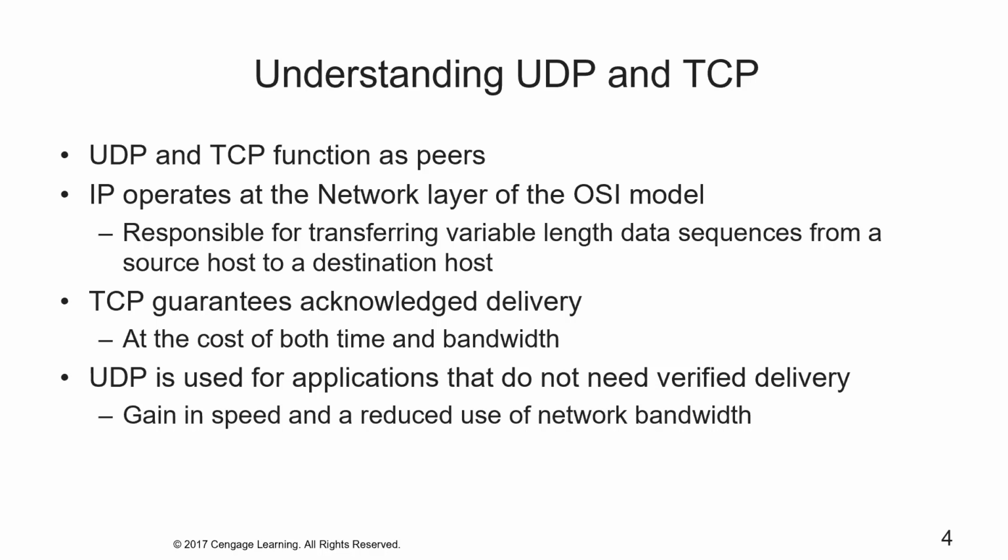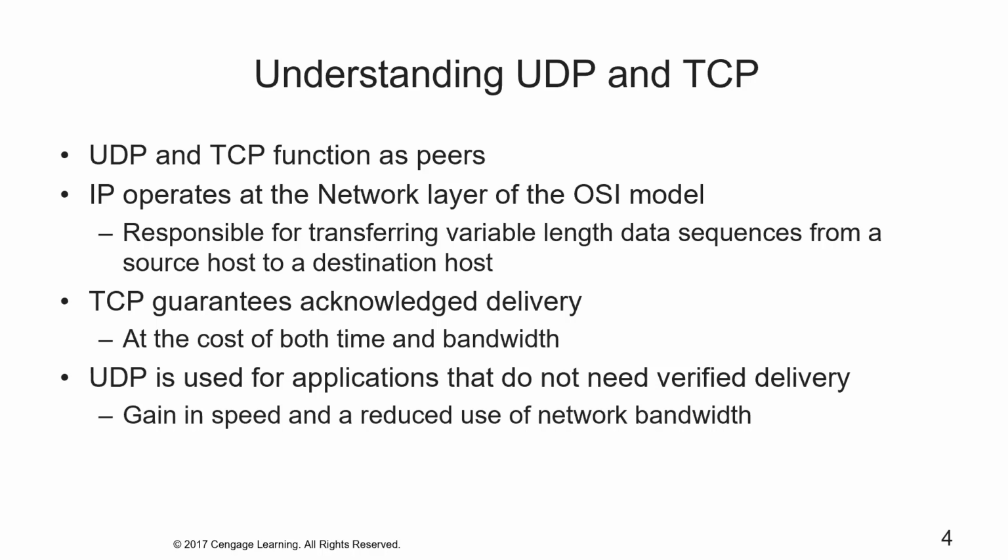So when we talk about UDP and TCP, they function as peers. If all applications required a guarantee of acknowledged delivery, then the only protocol you would ever use is TCP. But TCP comes at a cost of time and bandwidth because it provides a connection-oriented, reliable transport layer. It manages acknowledgments, which consume time. It asks for the various statuses of a message, which consume time and consume bandwidth.